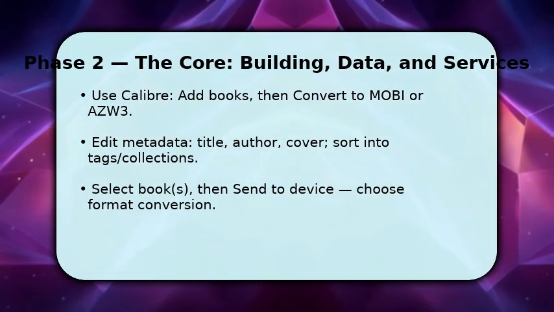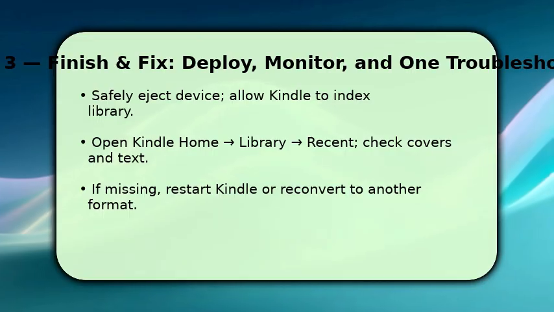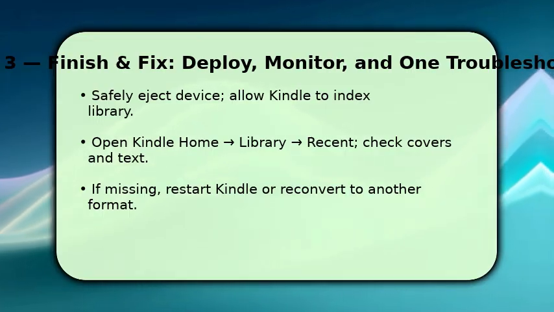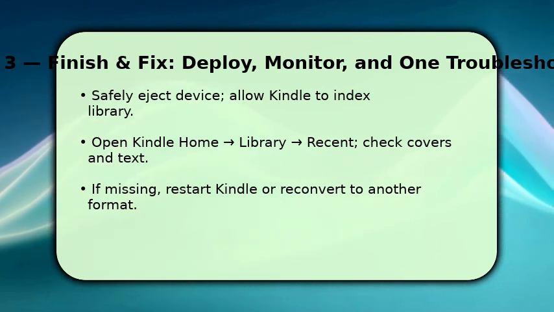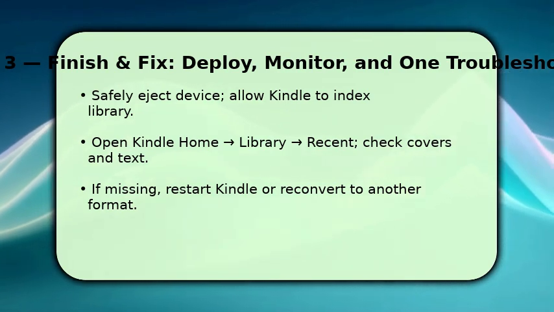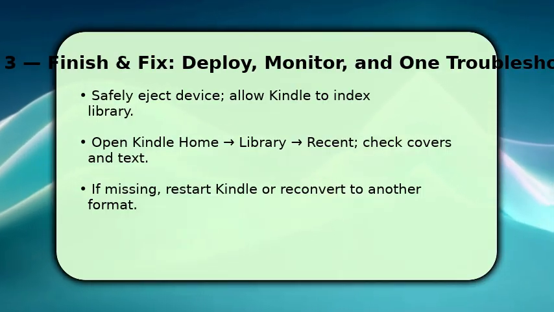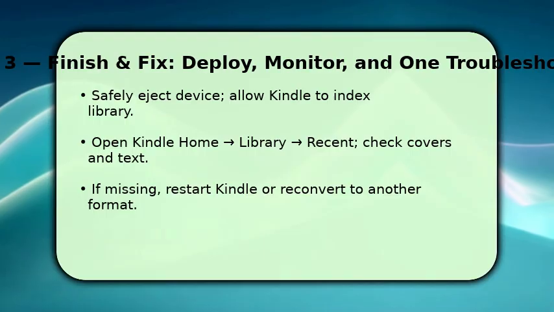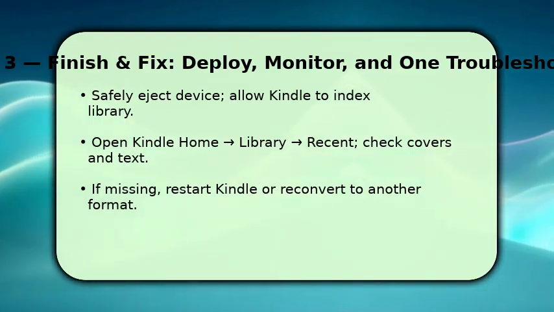That lets it finish writing and index the new content. Once you unplug, give the device a moment to rebuild the library, then open Home and check recent or the collections you used. If a title is missing or has garbled text, reconvert that file in Calibre to AZW3 or MOBI and resend. If problems persist, restart the Kindle, that clears temporary issues, and make sure the file isn't DRM protected, which will prevent loading.